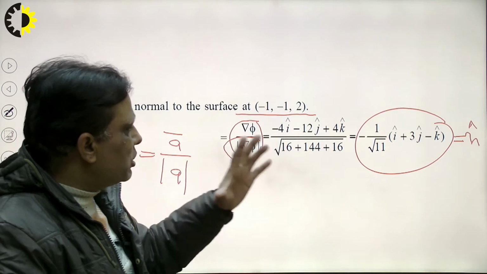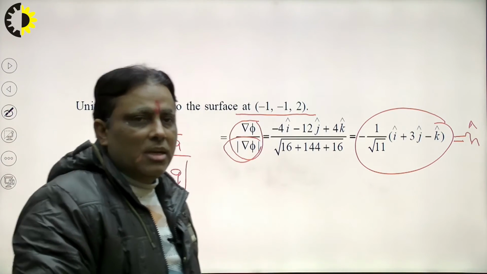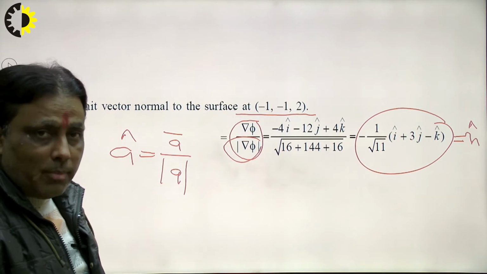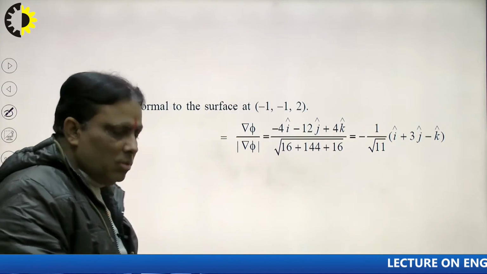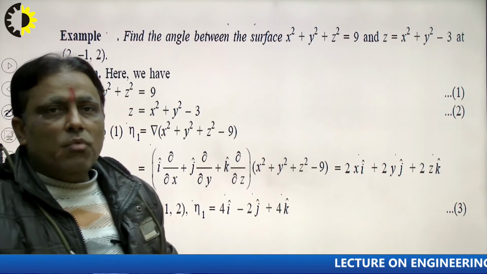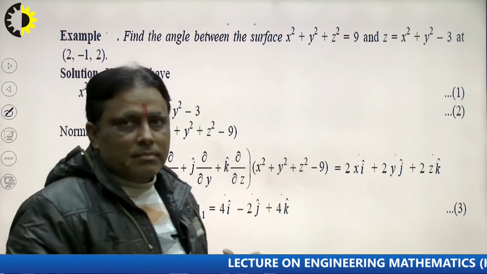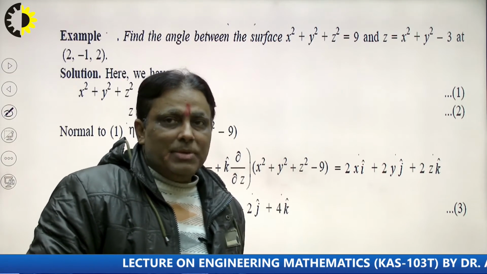That plays the most important role. What is n cap? n cap means the unit vector, the unit normal to the surface, that is known as n cap. So in this way we can find it step by step. Find the angle between two surfaces. Suppose two particles are moving in space; how to calculate the incident angle between them?